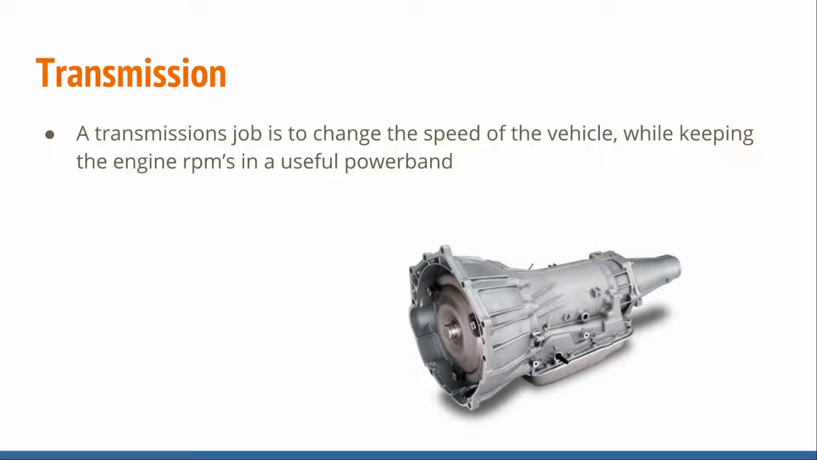The transmission's job is to change the speed of the vehicle while keeping the engine RPMs in a useful power band. So think about that. You go down the road, and without a transmission your engine will be up to 6,000 RPMs while your car might only be doing 30 miles an hour.